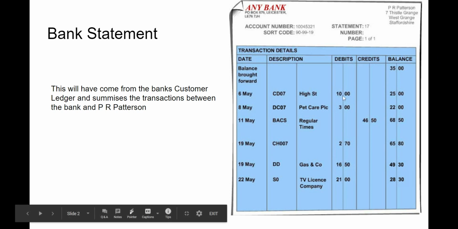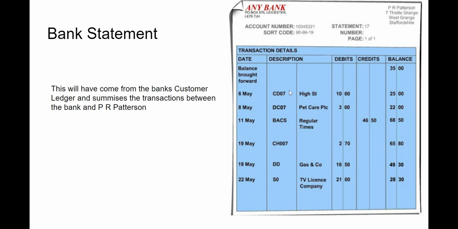Most of these are payments going out of the bank, payments made by PR Patterson. So in this case, it's going to be a cheque, because this is an attempt at a cheque number by the person who's done this. And Patterson has paid £10 out to somebody called High Street, and that's therefore reduced the amount of money he's got in his bank, and therefore they update the balance to say that Patterson now has £25 in the bank, or from the bank's point of view, they now only owe him £25.